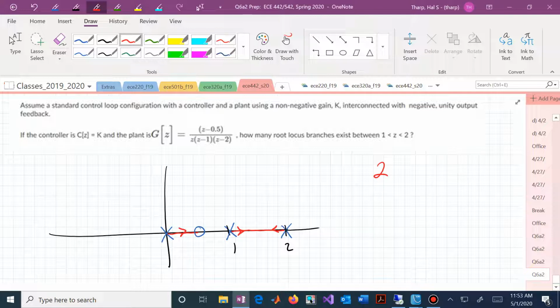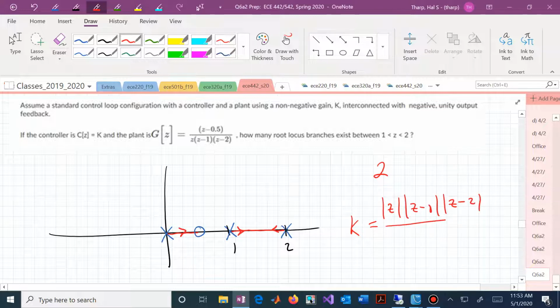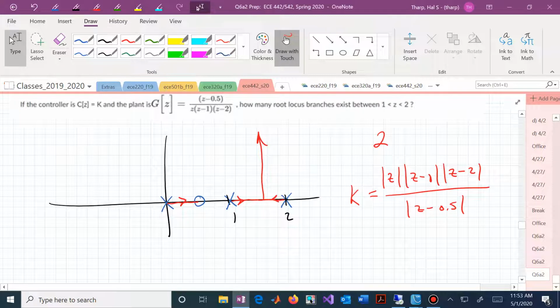And now, if you wanted to, you could find the breakaway by looking at where is the relative maximum value of K between 1 and 2. And you could numerically plug in some numbers and see, and it's not going to be halfway between 1 and 2. Why? Because you have these other two poles and zeros on your complex plane. But it'll be close. So now it's going to be somewhere, and I'm not even calculating it, but now you have a breakaway and you have two branches going off to infinity.